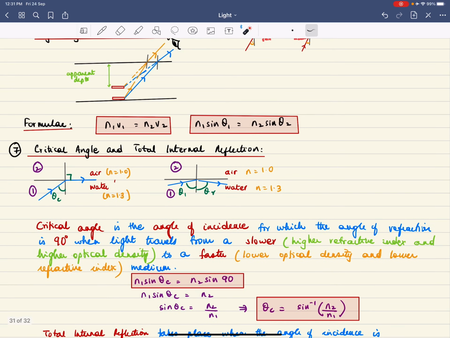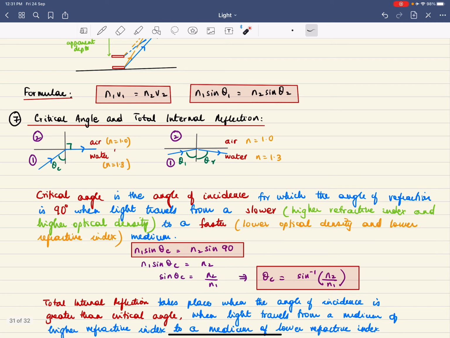Then the formula associated with refraction is n1v1 equals n2v2, where v is the speed, n is the refractive index, and theta 1 and theta 2 are the angles. So n1 sine theta 1 equals n2 sine theta 2.